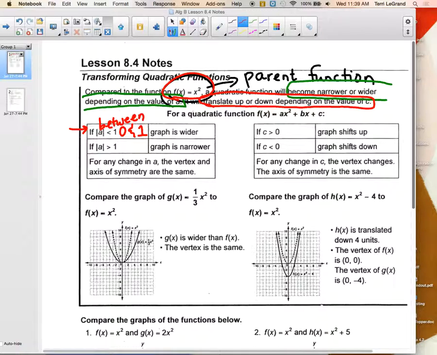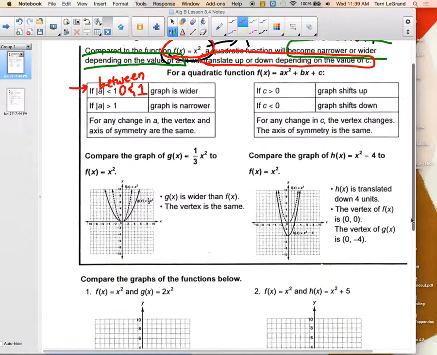So we're trying to say, how does it differ from the parent function? Well, if it has an a value of 1, then its a value is the same. It's not going to be different. So we're talking about when that a value is different. So we have the two situations. If the absolute value of a is between 0 and 1, it's going to get wider. If the absolute value of a is more than 1, it's going to get skinnier.